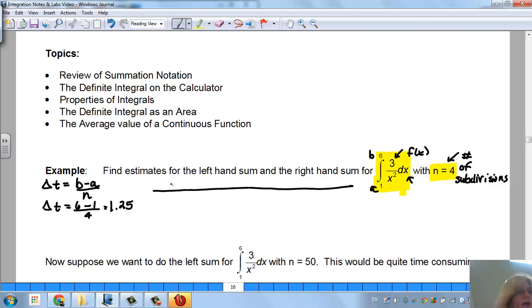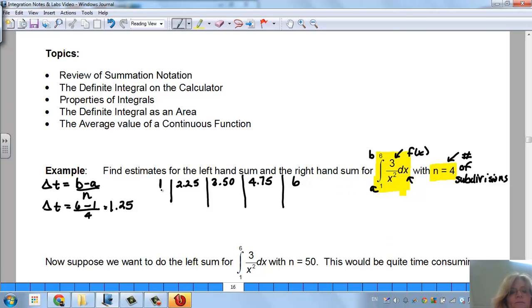Okay. And we're going to start out with a 1, because that's what we can start out with. And then we're going to count by 1.25. So there's 2.25. And the next one is 3.50 when I add that. The next one's going to be 4.75. And the last one, we're going to end at 6. Now, this is my beginning here.